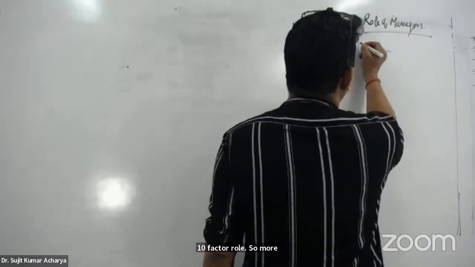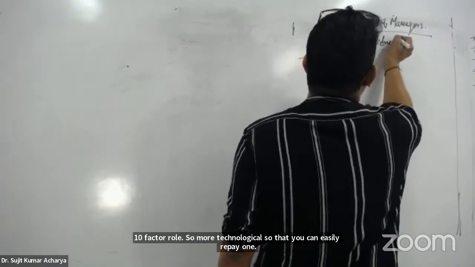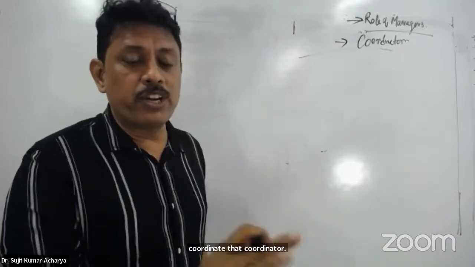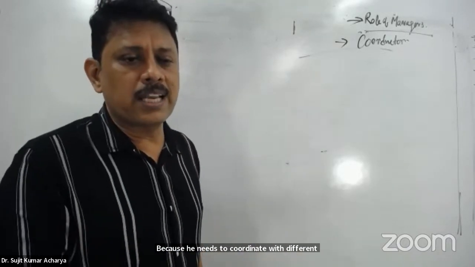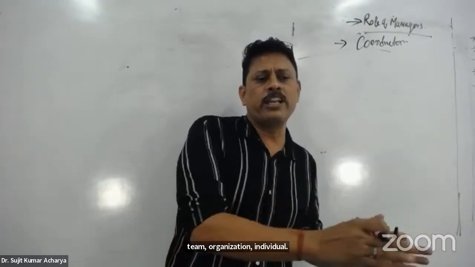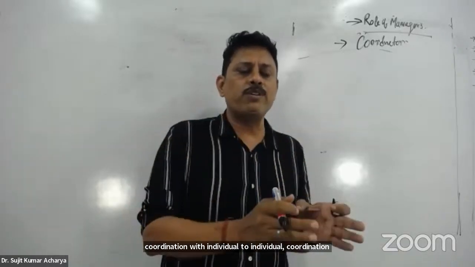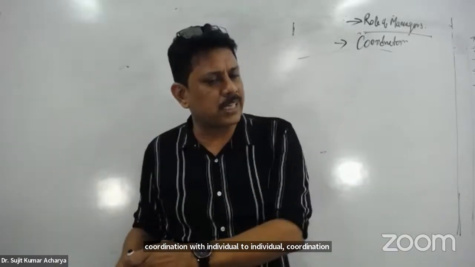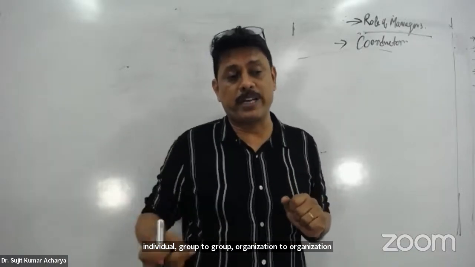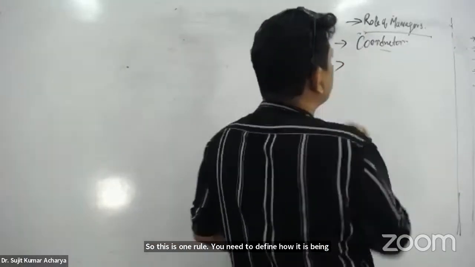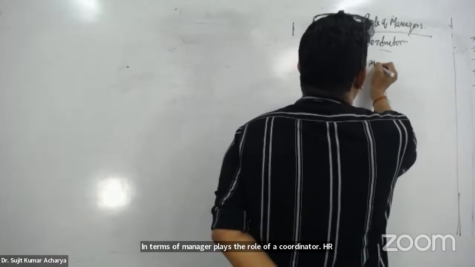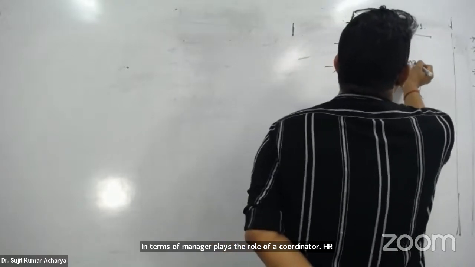One is that the HR manager plays the role of a coordinator, because he needs to coordinate with different groups, teams, the organization, and individuals. Coordination from individual to individual, individual to organization, organization to individual, group to group, organization to organization. So this is one role. You need to define how it is described. Then the HR manager plays the role of a communicator.